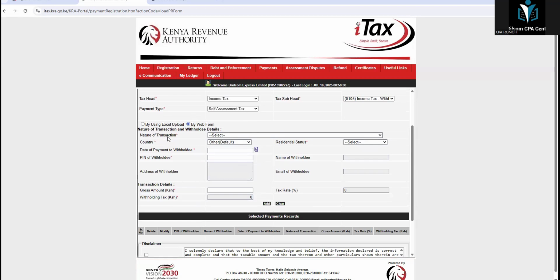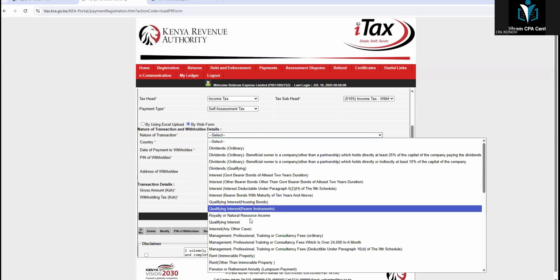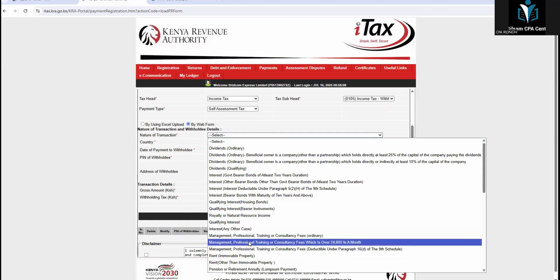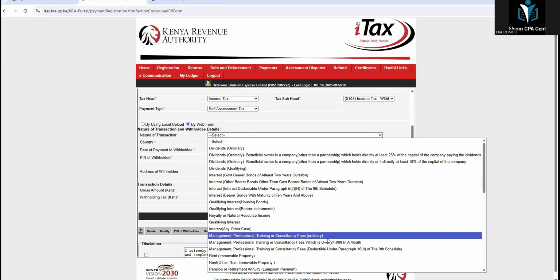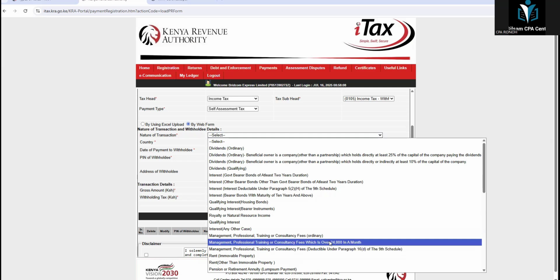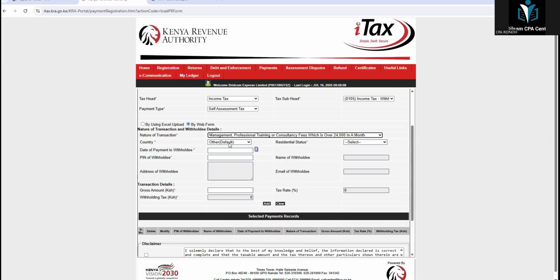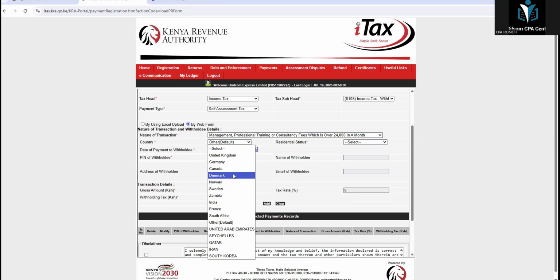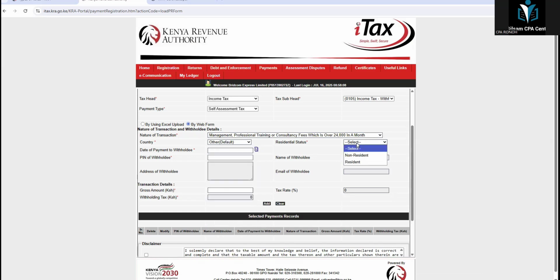The first one is to select the nature of transaction. So the nature of transaction is the management or professional fee or consultancy fee, which is over 24,000. So I will click that. And then the country, select others by default. And then resident is a resident, not non-resident.